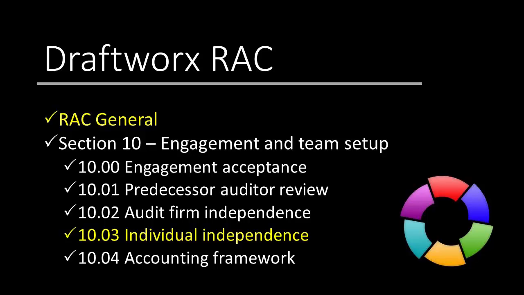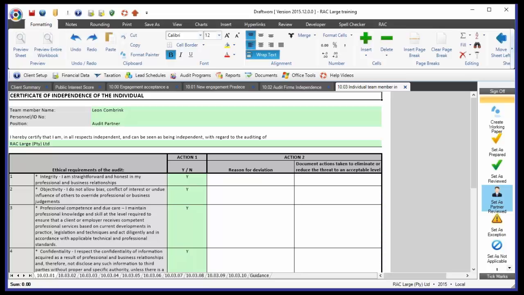10.02, that's the audit firm's independence. The next document is the individual team member's independence. Now, in the same way that we need to confirm as a firm that we are independent of the client, we also need to go and confirm that the individual team members are also independent of this client. And some of those questions are going to be similar to what we've seen in the previous document. However, I just want to point out the right answer has changed. If you were looking for the right answer in 10.02, no was the right answer, but in this document, yes is the right answer.